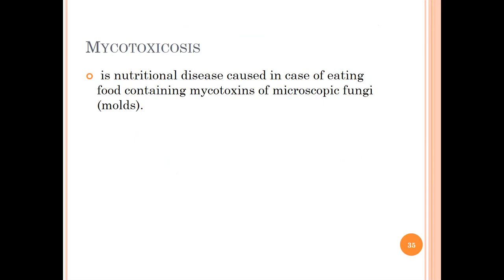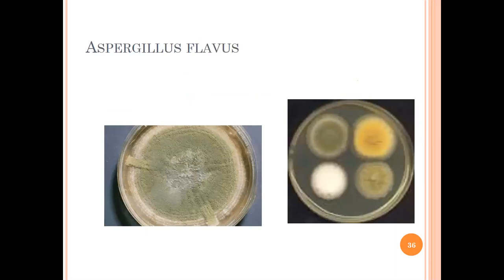Now the next group of foodborne and bacterial food poisoning is mycotoxicosis. Mycotoxicosis is also a nutritional disease caused by eating food contaminated with mycotoxins produced by microscopic fungi, produced by molds. For example, you can see examples of these molds in the pictures. Aspergillus flavus. Flavus means yellowish. It's a kind of mold producing toxins.